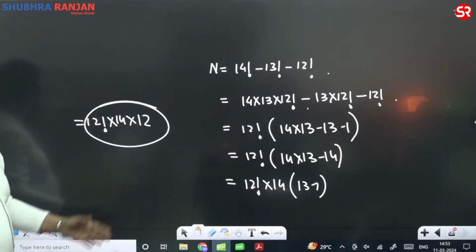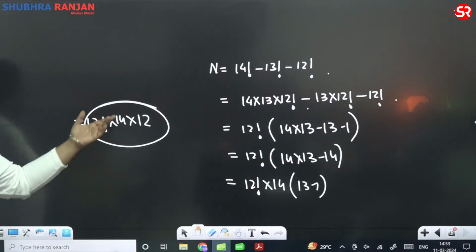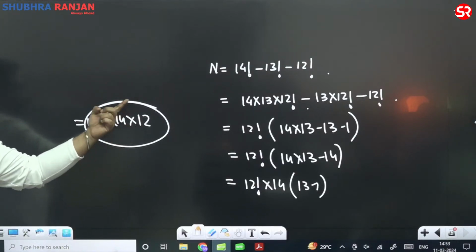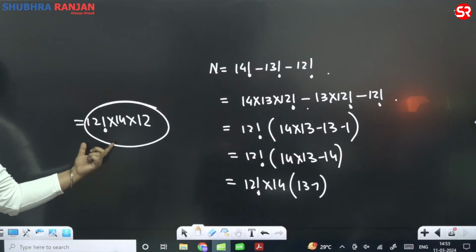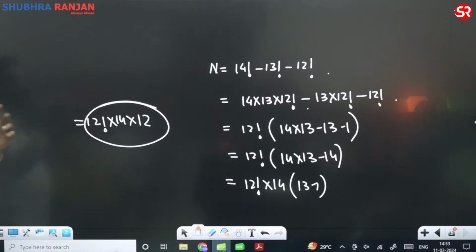See, now I can easily put a question: what is the remainder when this n is divided by 14? Remainder 0. It's a factor of 14. From there you can't tell, from here you can tell. Clear? So it's a multiple of 14. So I can give this kind of a question which will lead to utter confusion.